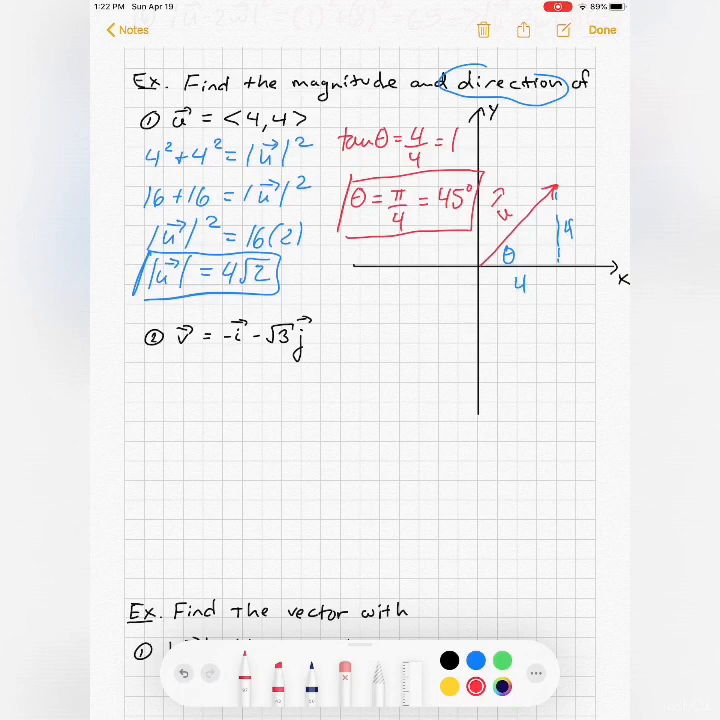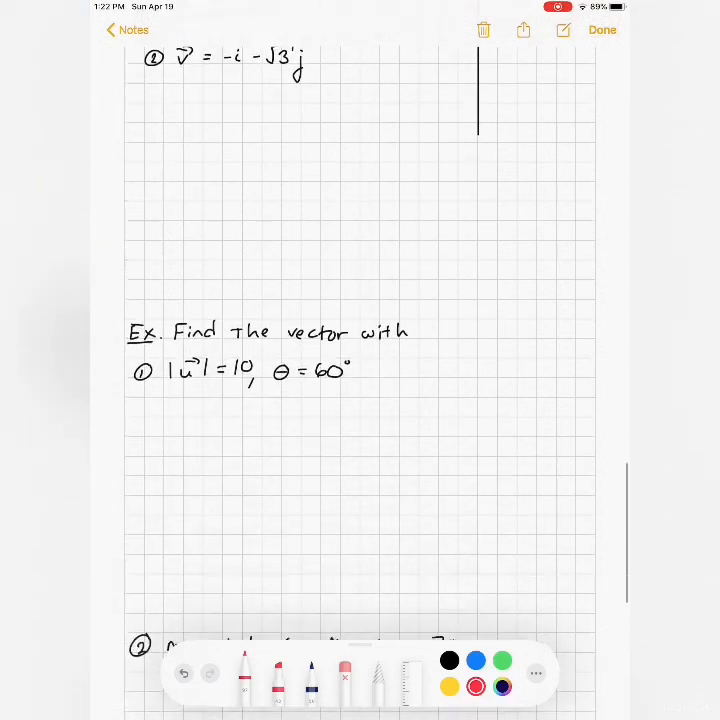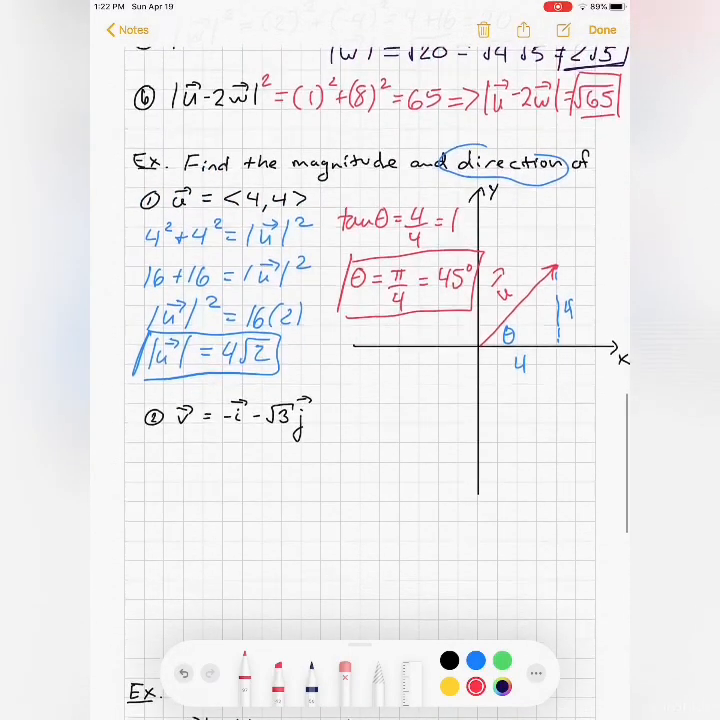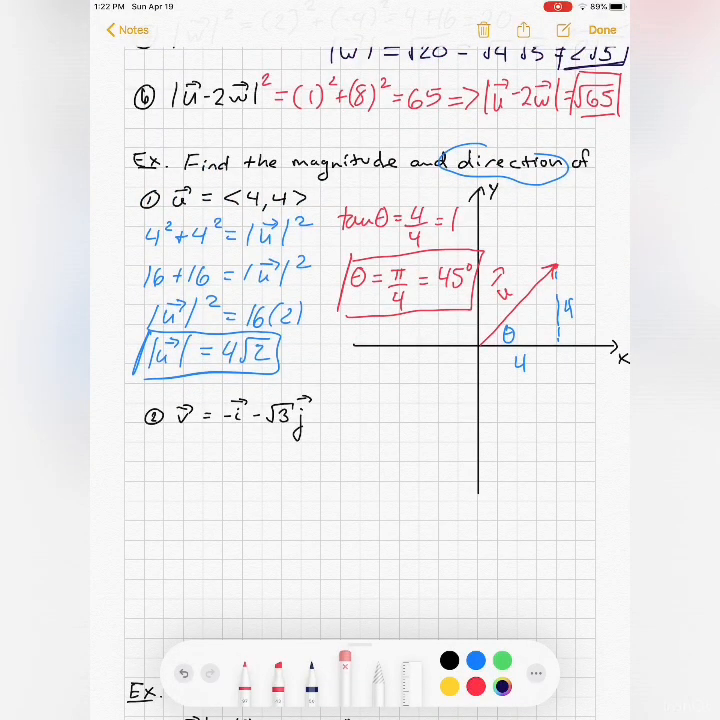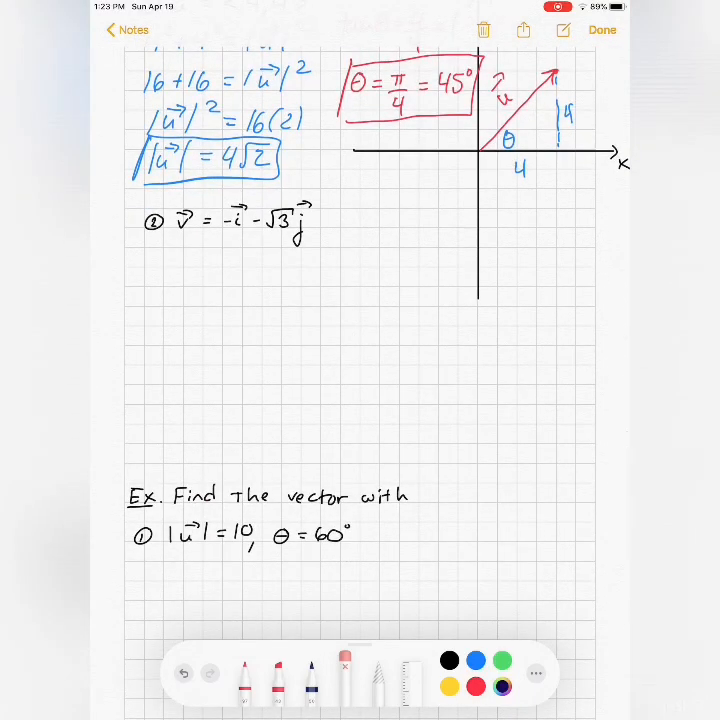Okay, what about v? So v is written in terms of i and j. I can leave it like that if I want. It doesn't matter. So I'll need to clean this up a little bit, I guess. Or maybe I'll make a new little coordinate plane here. It's not going to look as nice, but it'll be good enough.